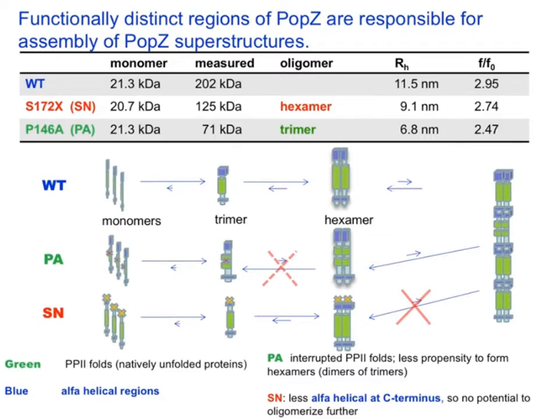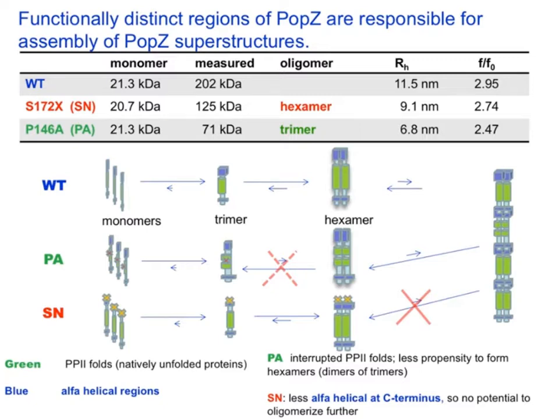Lateral interactions facilitated by the PP2 regions of the protein are necessary to form hexamers. Thus, the PA mutant, in which the PP2 fold is interrupted, has less propensity to form hexamers. Mutation in the C-terminal domain also blocked discrete steps in the assembly of higher-order structure.